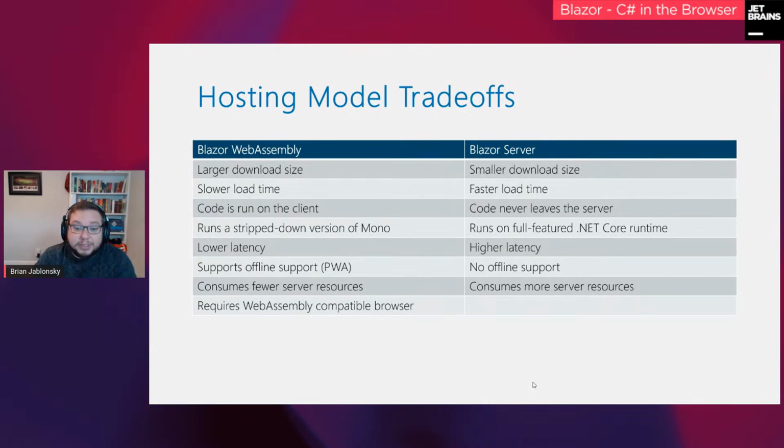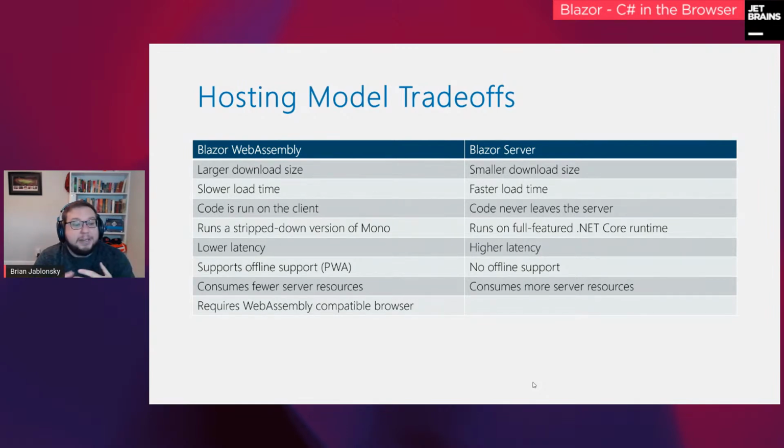Blazor WebAssembly supports, like I said, offline support. It supports progressive web applications. Whereas Blazor Server, if you go offline, it breaks the application. And you saw earlier when I stopped the Blazor Server that it wasn't exactly working. It says that it's offline, attempting to reconnect. So if you need to support offline functionality, you might want to look at Blazor WebAssembly rather than Blazor Server.